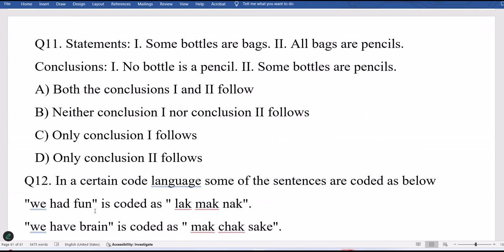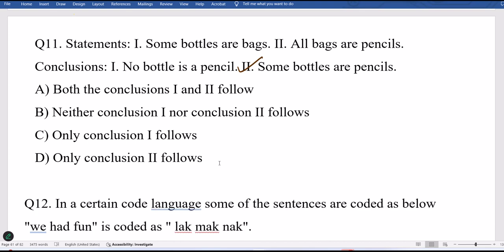This one, see one shortcut, okay, without going for diagrams, I can give you one point here. Whenever they say all bags are pencils, I can replace bags with pencils. This is one shortcut we can use. Whenever all bags are pencils, you can change bags with pencils. So some bottles are pencils is definitely correct. Okay, so no bottles is pencil, no.